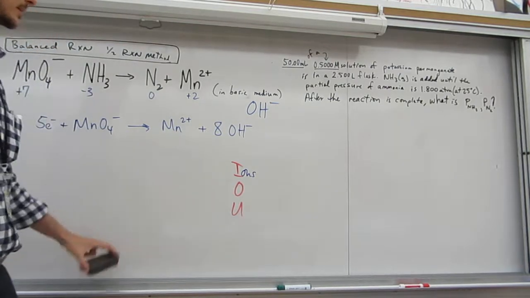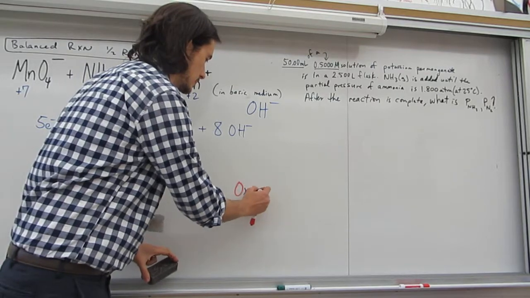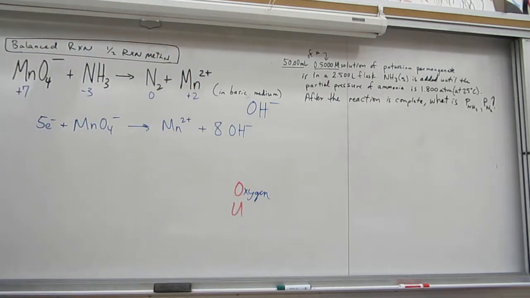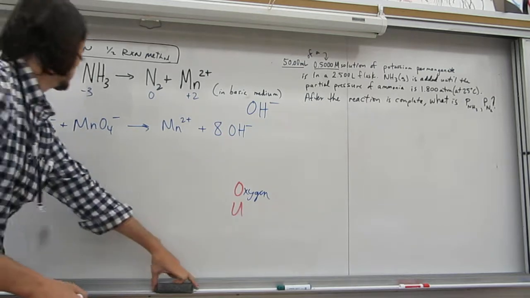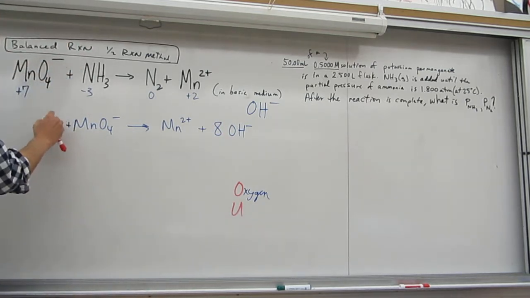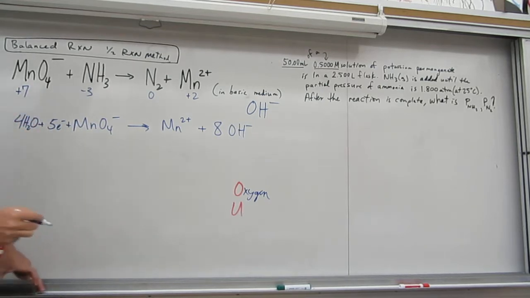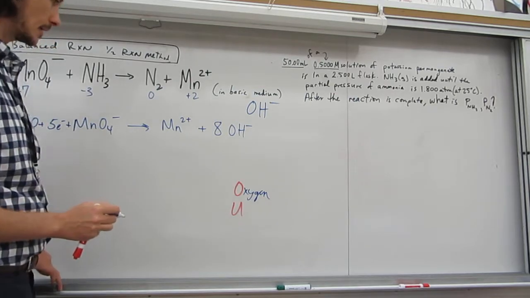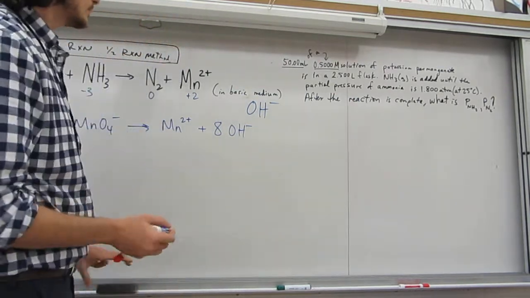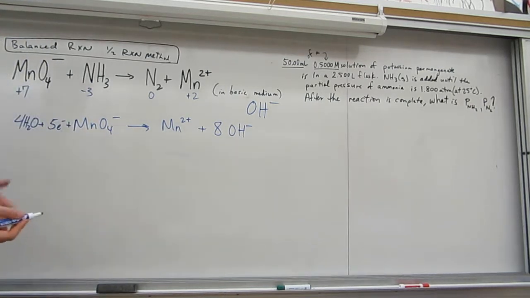Okay. Next is oxygen. So oxygen atoms, we have 4 oxygen atoms on the reactant side, we have 8 on the product side, so we need 4 water molecules. This gives us 8 oxygens on the reactant side. That's fine for our reduction half reaction.